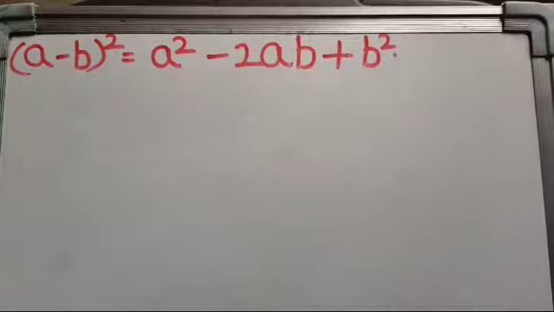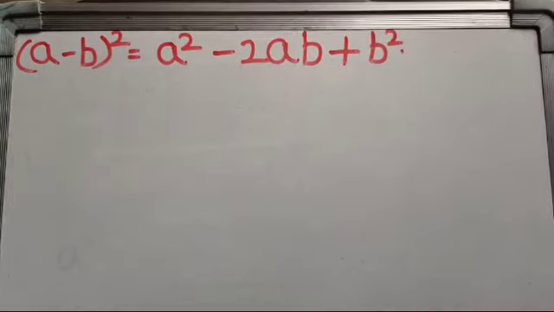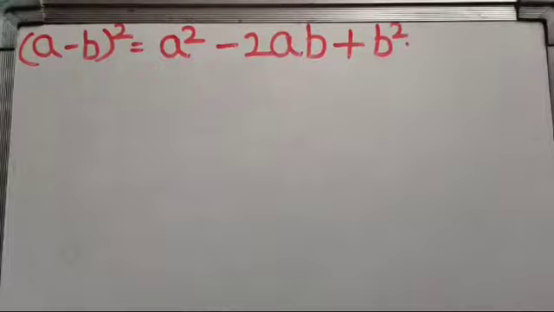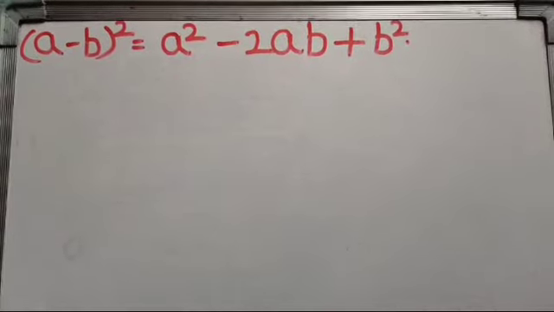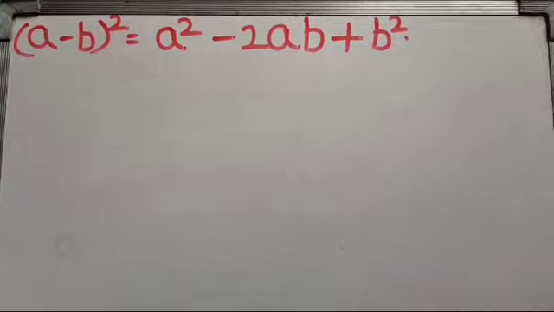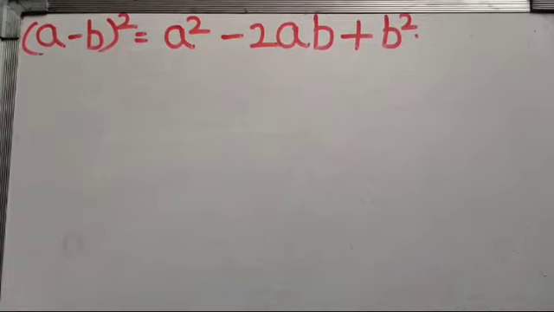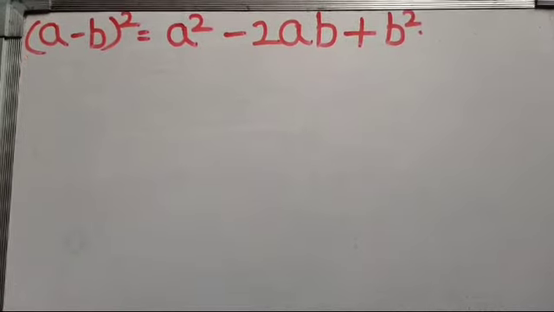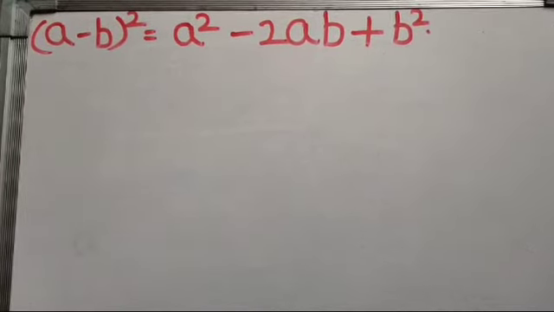In the last session, we have seen how to find the geometrical proof of (a plus b) whole square. Now, in this session, we are going to find the geometric proof of (a minus b) whole square, which is a square minus 2ab plus b square. Now, let us start. In order to find (a minus b) whole square, what we have to do?